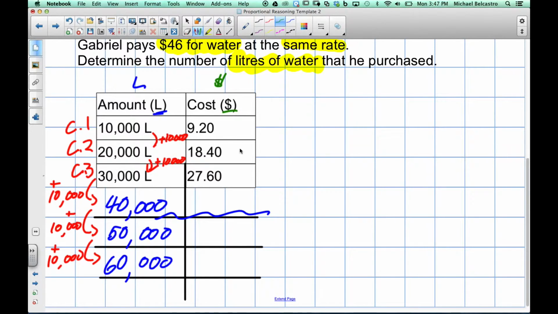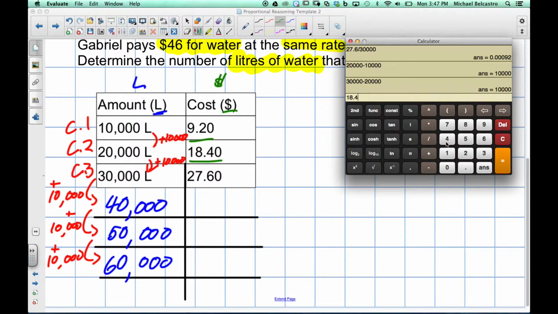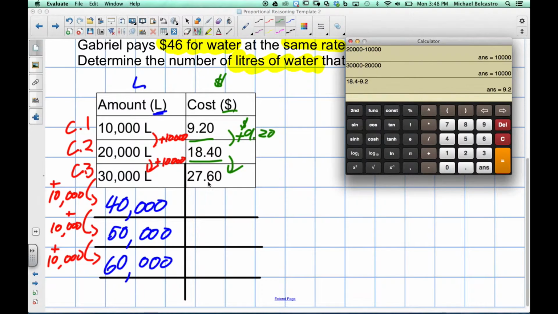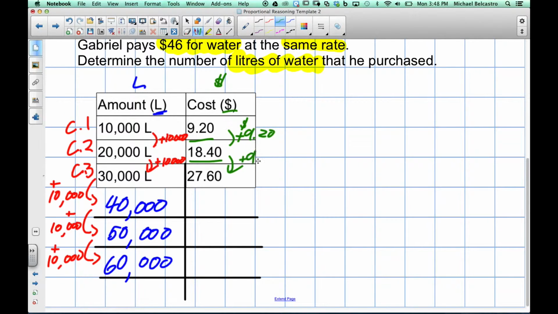In order to do that, we'll take our second value here, 18.40, and subtract our first value. 18.4 subtract 9.2 equals 9.2. Okay, good to know that this increased by $9.20. Then we're going to see if this rate is the same again. This time we'll take the 27.6 and subtract the 18.4, and lo and behold, $9.20 again. Great. So just as the liters increased by 10,000, the dollar amount increases by $9.20. So we're going to do the same thing. We're going to add $9.20 throughout our table to see if we end up at exactly where Gabriel had spent his $46.